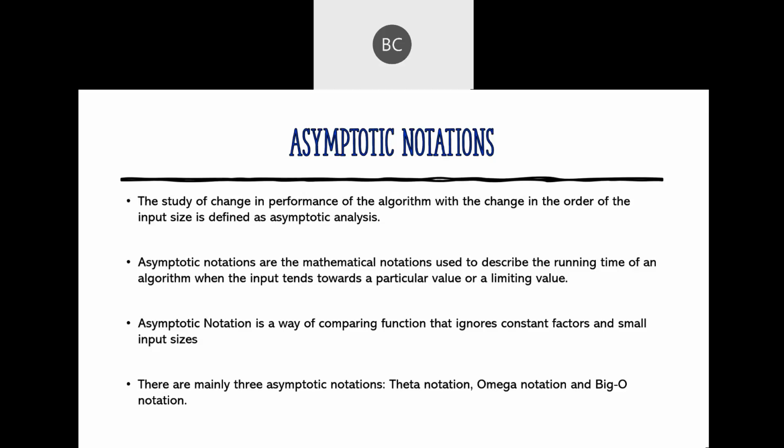So there are three types. Mainly we use asymptotic notations to compare one algorithm to another. We cannot directly compare two algorithms side by side because it also involves the hardware of your computer. Suppose, as I mentioned earlier, for one problem you can write different algorithms, right?